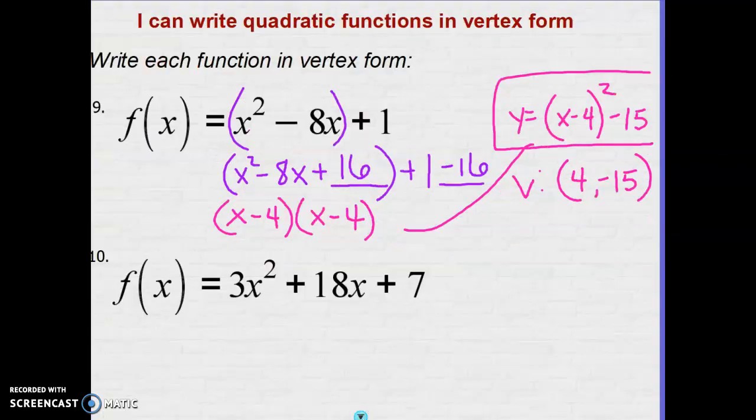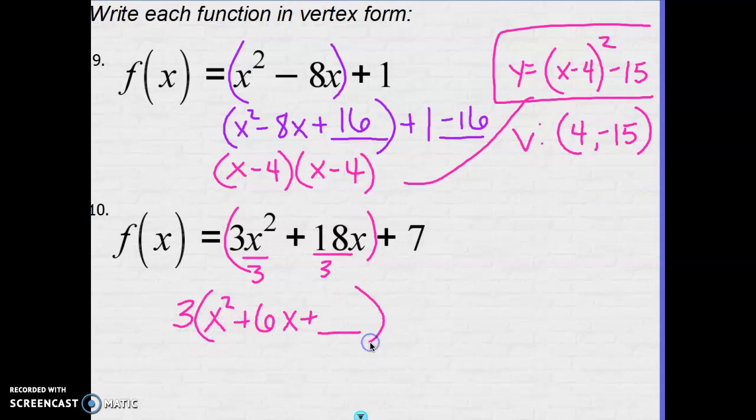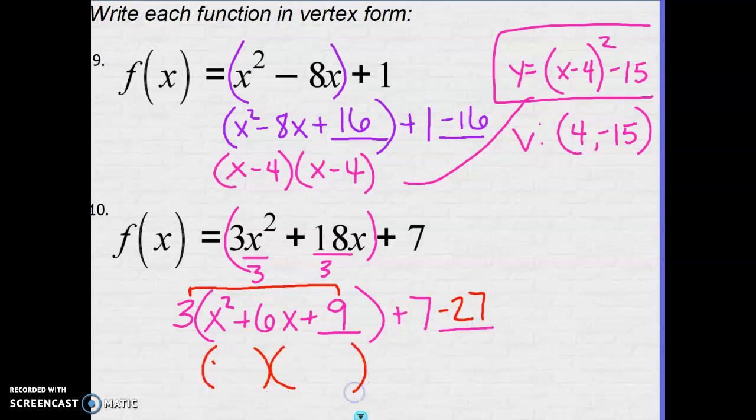On the second one, there was a leading coefficient, so you would have first needed to take these two terms and divide by the a value, which was 3. So divide by 3, that would get us here, and then we complete the square to finish. So half of 6 is 3, 3 squared is 9. If I added 9, remember it wasn't really just 9, it was 9 times 3. So I really added a 27. I need to subtract a 27 to keep that balance.